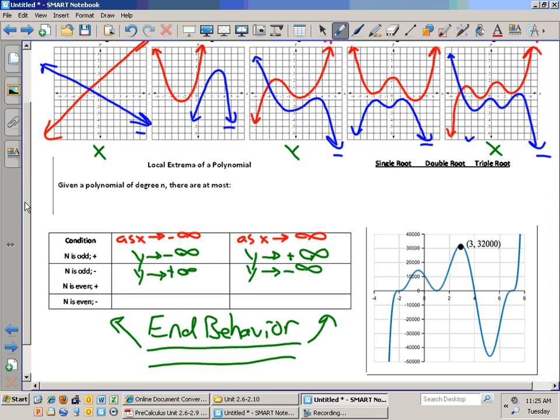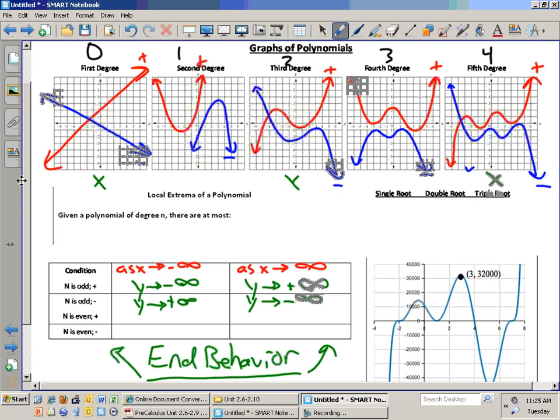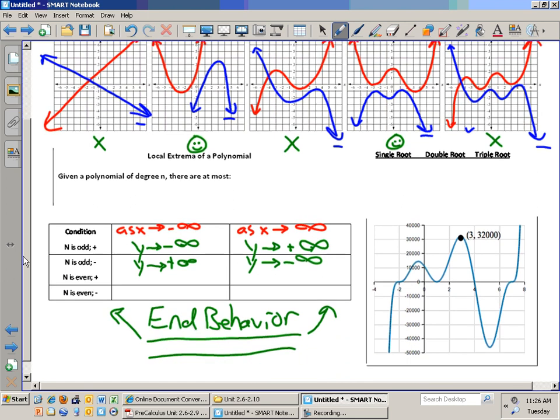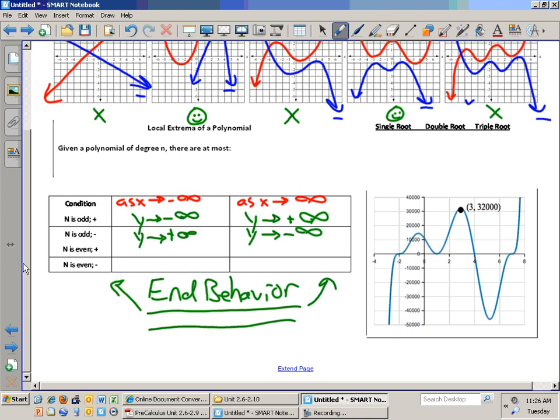Okay? Now let's look at our even functions. We'll look at, I'll draw a smiley face for these so they look different. So as we look at these even functions, we'll look at the positive ones first. As x goes towards negative infinity, y goes towards positive infinity. As x goes towards positive infinity, y goes towards positive infinity. Yeah, so if it's a positive function, it doesn't matter whether you go to negative or positive infinity for x, y is always going to go towards positive infinity.